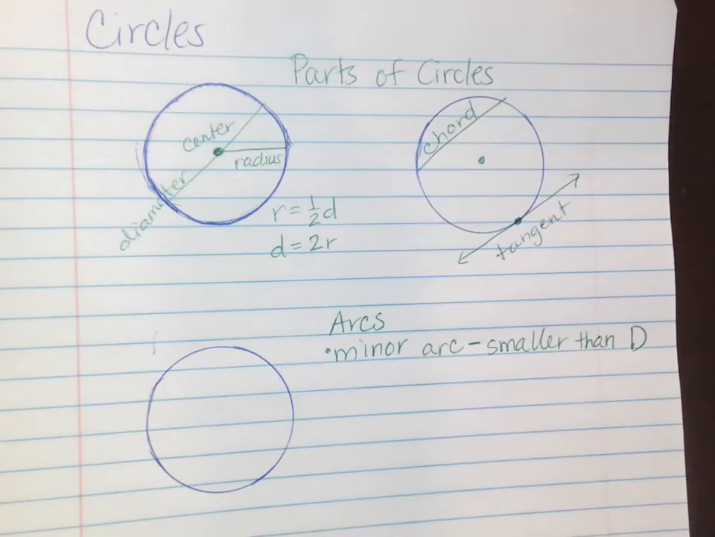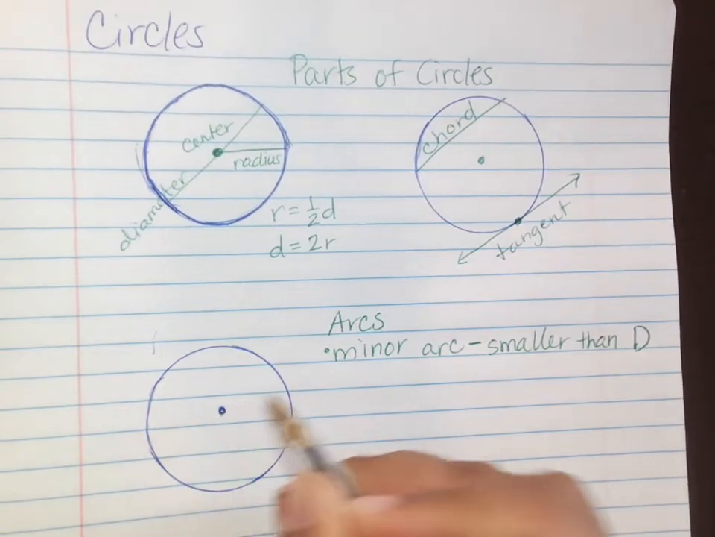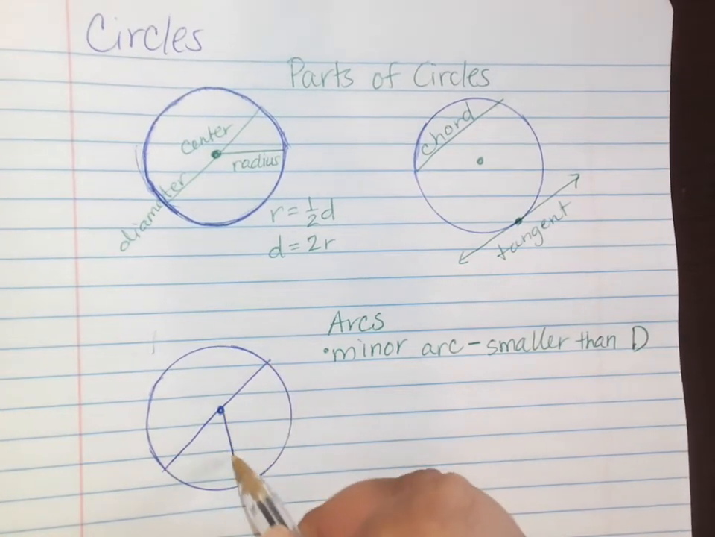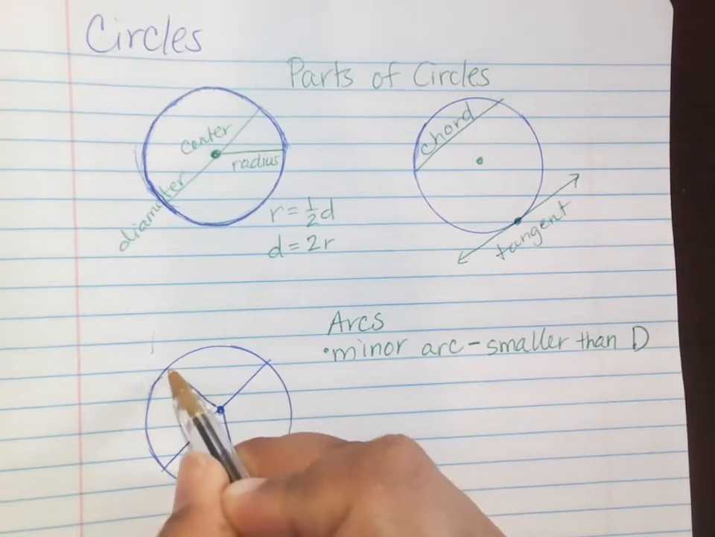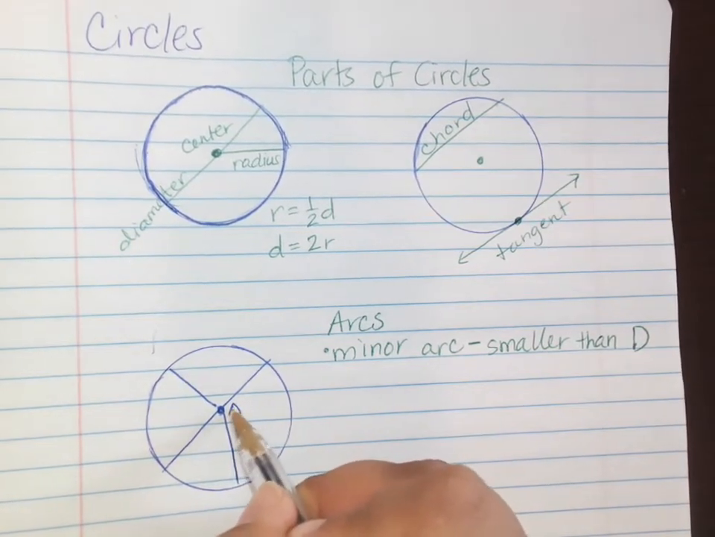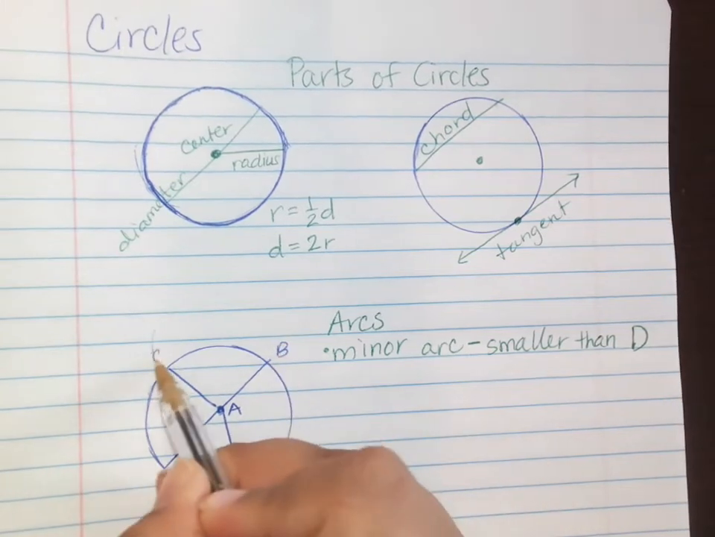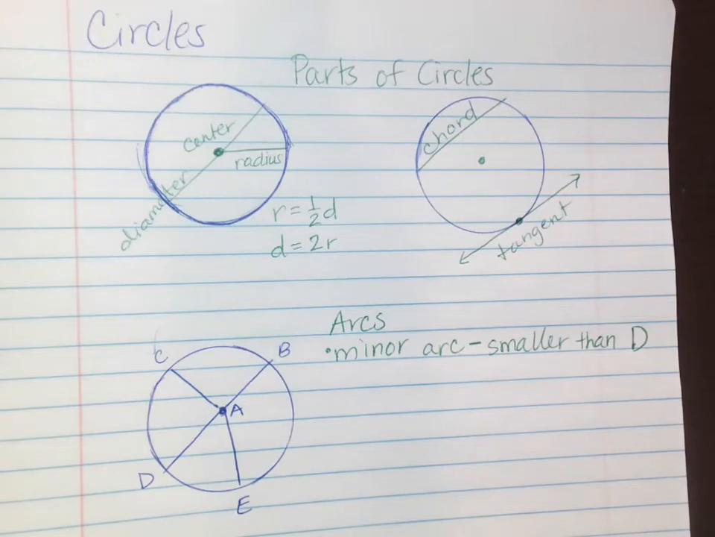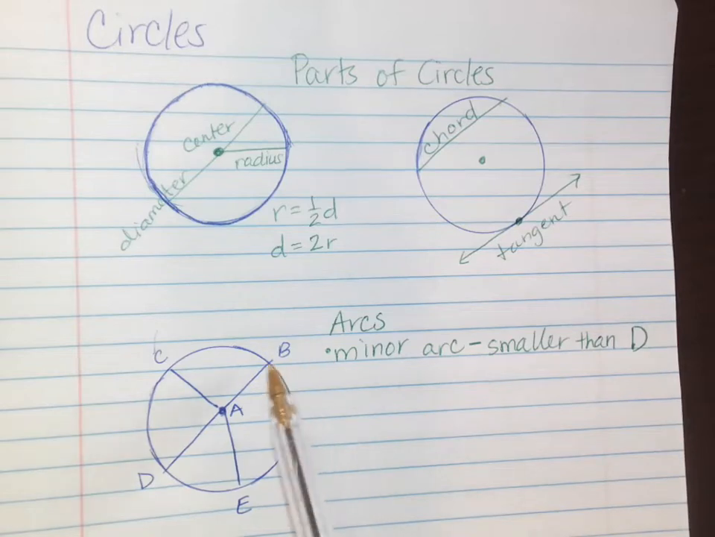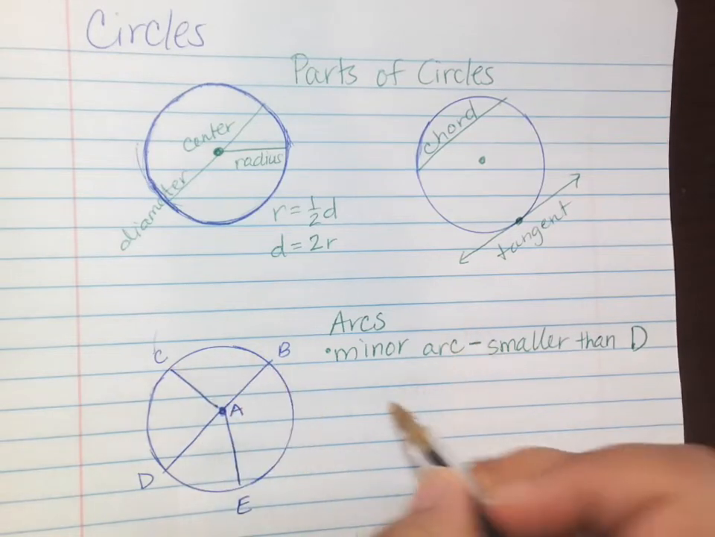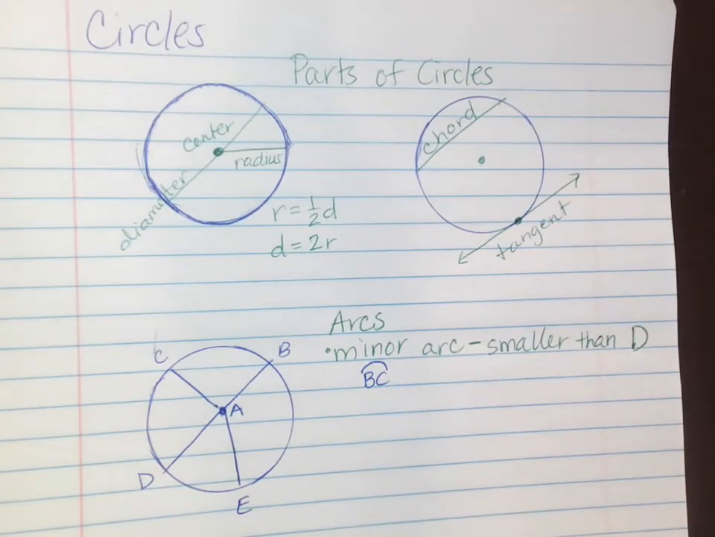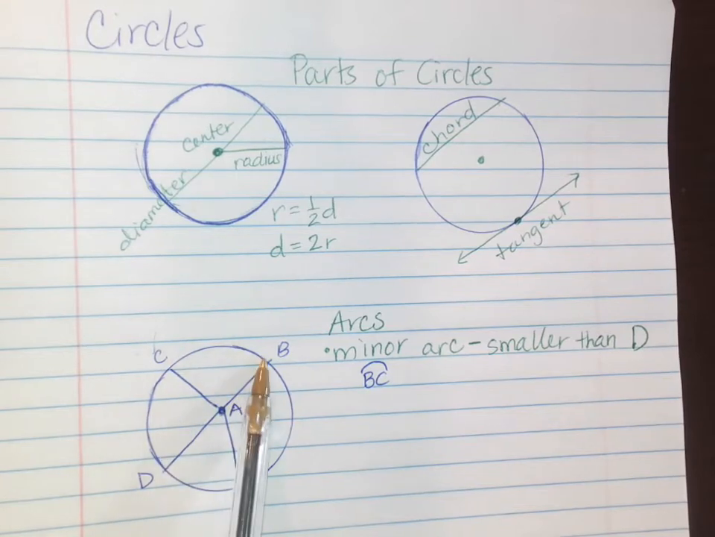So in my diagram, I'm going to put some lines here. So let's say this is circle A. We have B, C, D, and E. So in this case, a minor arc, so anything smaller than half a circle, we could say from B to C, and you put the little arc on top. That would be this arc right here.